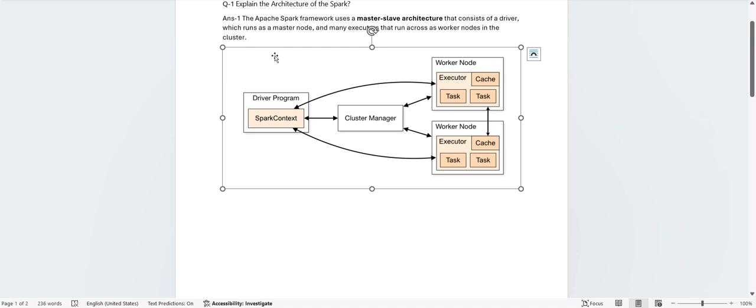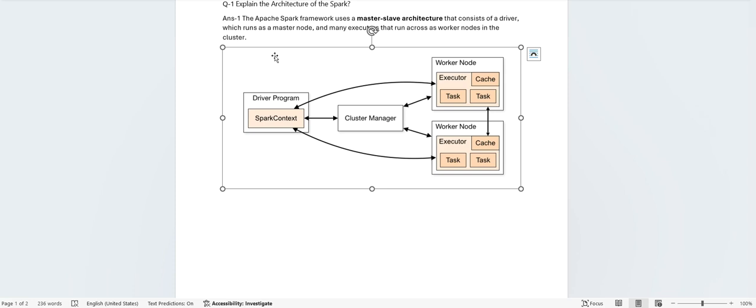If I were the interviewer, I would definitely ask what the driver program is, what the cluster manager is, and how it works. We can discuss that later, but currently they are asking what the Spark architecture is. Explain the architecture. So this is the explanation. This is one cluster manager, worker node, driver program.